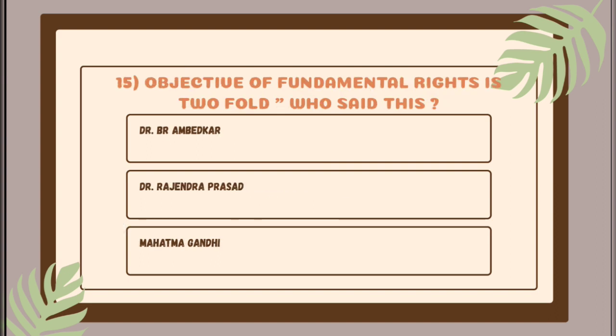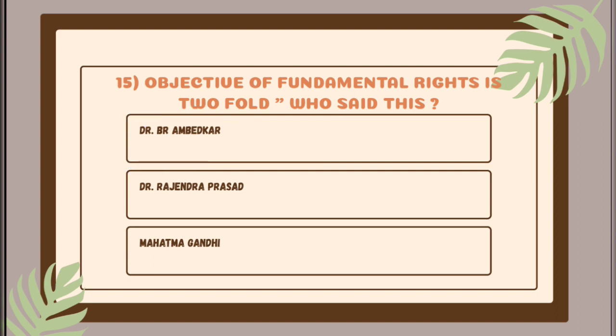Okay, next question, question number 15. The objective of fundamental rights is twofold. Who said this famous statement? The options for question number 15 are Dr. B.R. Ambedkar, Dr. Rajendra Prasad, and Mahatma Gandhi. Among these famous Indians, who gave the statement that the objective of fundamental rights is twofold? The correct answer is Dr. B.R. Ambedkar, father of the Indian Constitution.